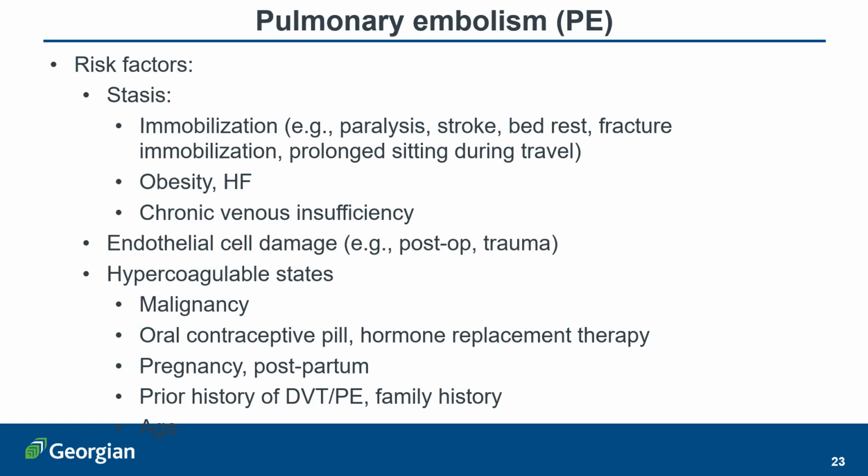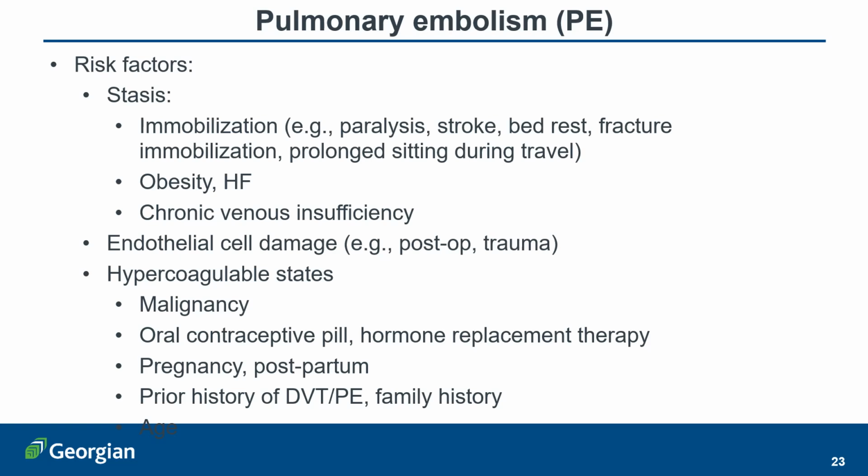Obesity and heart failure also cause blood stasis, thereby increasing the risk of pulmonary embolism, as does chronic venous insufficiency. That is also a risk factor for DVT. Anything that causes endothelial cell damage, for example post-op or any significant trauma, increases the risk of thrombi formation, as do the other hypercoagulable states, including disseminated cancer, when the cancer has metastasized, so various malignancies. The oral contraceptive pill and HRT also increase the risk of the development of thrombi.